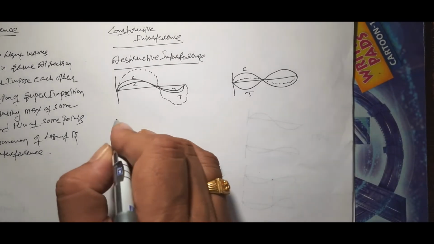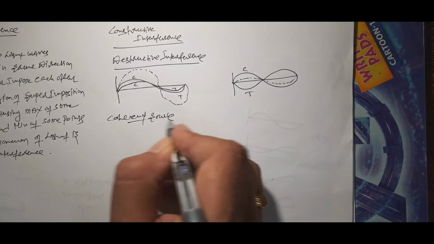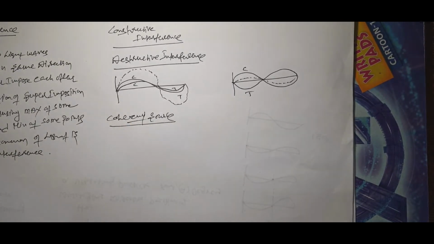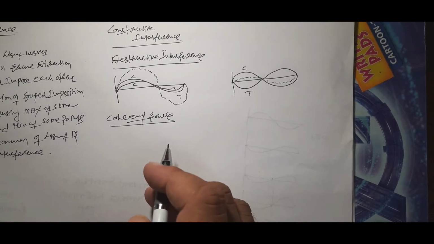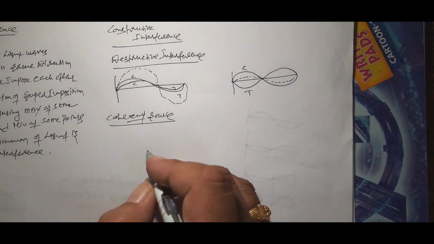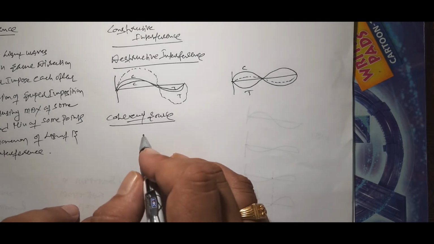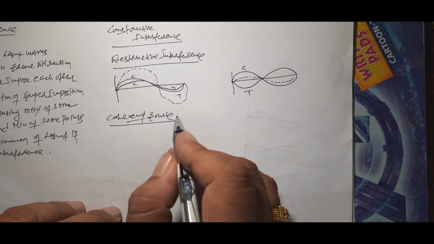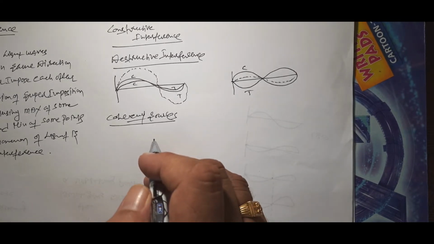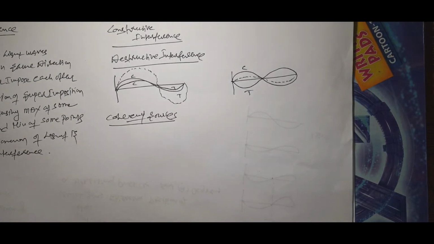So now we are going to discuss coherent sources. Two sources are said to be coherent if they release waves with a constant phase difference and with the same frequency. Then those sources are called coherent sources. If they release waves without a constant phase difference, then those sources are called non-coherent sources.